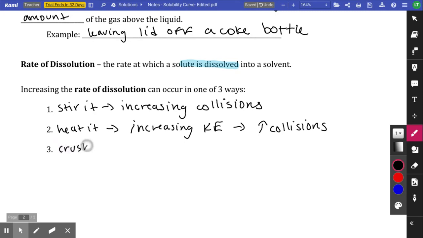And then the last thing I can do is crush it up. When I crush it, I'm increasing the surface area. This is like the difference between dissolving a sugar cube versus a sugar packet where the sugar is broken up. It's going to take longer to dissolve a sugar cube than that individual sugar packet just because it's got a greater surface area. More collisions can happen because we have that greater surface area. So increasing surface area is going to cause it to dissolve more quickly.